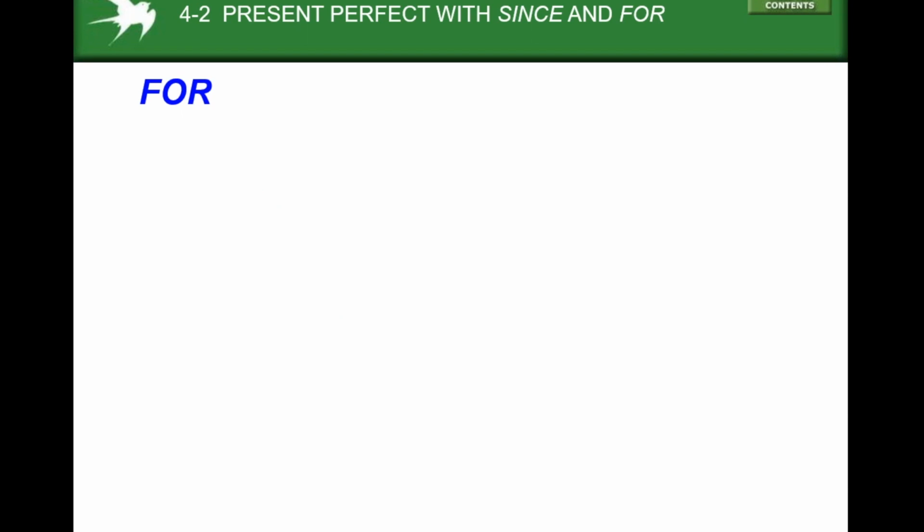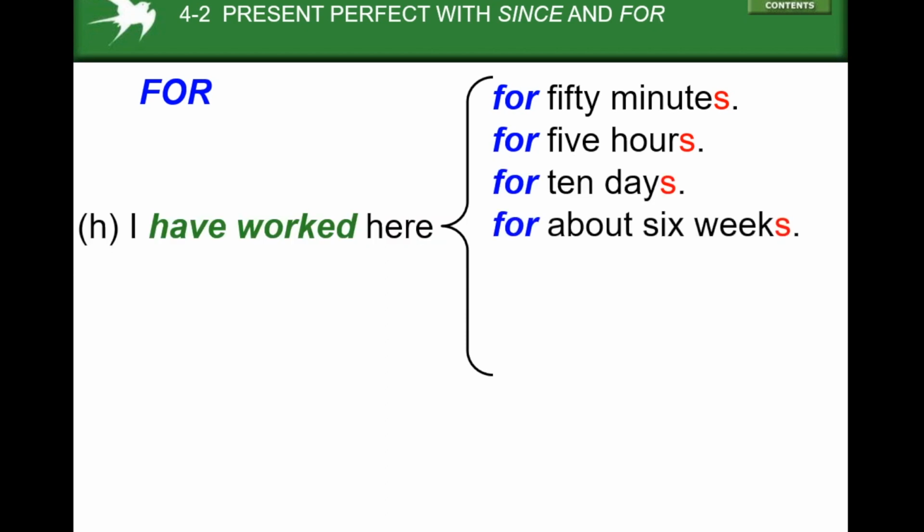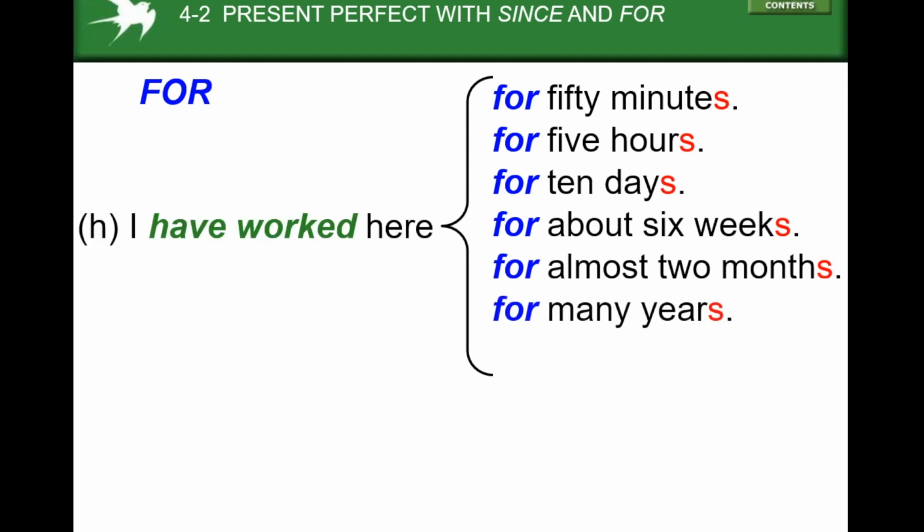Another adverb that you can use with present perfect tense is for. For is followed by a period of time, a length of time, such as I have worked here for 50 minutes, for 5 hours, for 10 days, for about 6 weeks, for almost 2 months, for many years, for a long time.